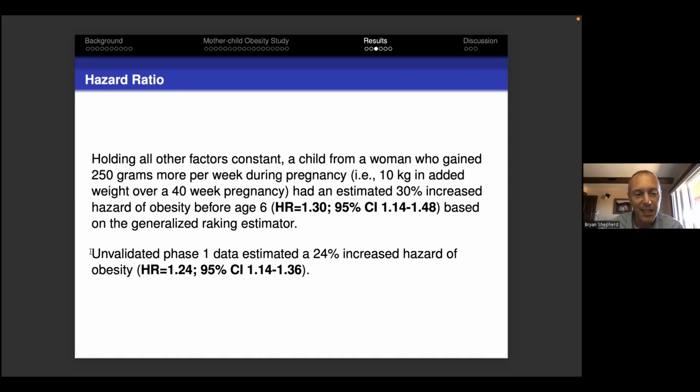Now, of course, you might wonder, well, what would we have gotten had we just done it on the original phase 1 data, ignored all this validation process? And we would have gotten an estimate which is quite similar, a hazard ratio of 1.24. Here's our 95% confidence interval. So it's very similar.